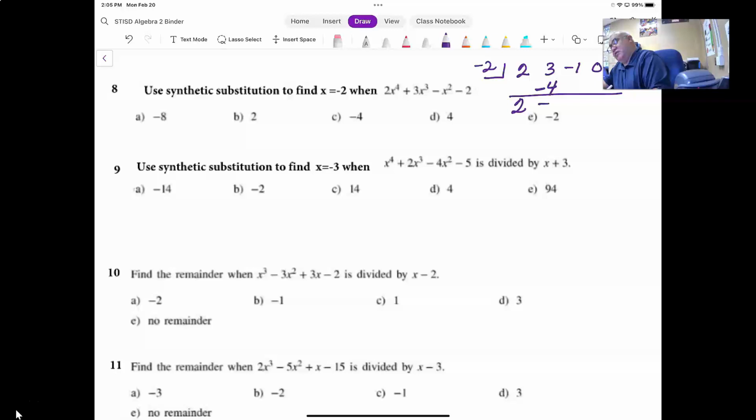3 plus negative 4 gives you negative 1. Negative 2 times negative 1 is 2. Negative 1 plus 2 is 1. Negative 2 times 1 is negative 2. Negative 2 times negative 2 is 4. Negative 2 plus 4 is 2. The remainder is 2, so we have f of negative 2 is 2.